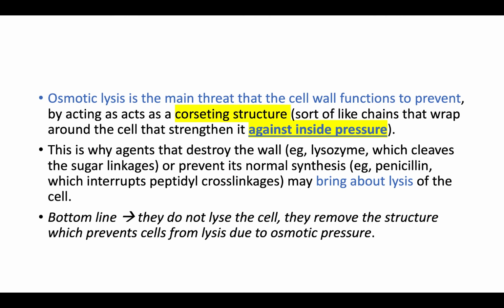Osmotic lysis is the main threat the cell wall functions to prevent, we said. It is maintaining the osmotic pressure, as well as the shape of the bacterial cell, which is also from the cell wall. So the bottom line is they do not lyse the cell; they remove the structure which prevents the cell from lysis due to osmotic pressure. What does that mean? If I target the cell wall and remove it, the cell becomes prone to osmotic pressures. If there is a lot of osmotic pressure, for example salt or reduced salt, it will swell or shrink according to the osmotic pressure around it, so it might be prone to lysis. If you can control the osmotic pressure by some mechanism and you remove the cell wall, the cell might survive. That's what we're trying to say.